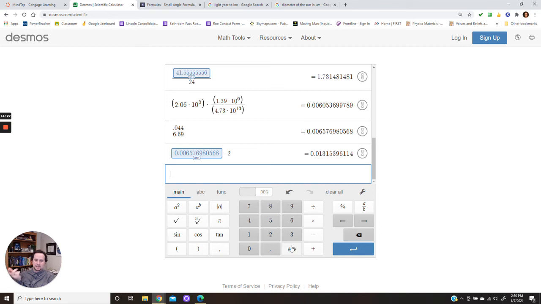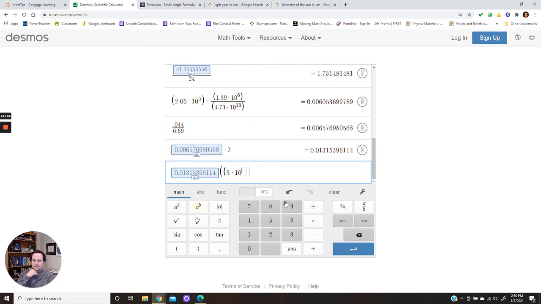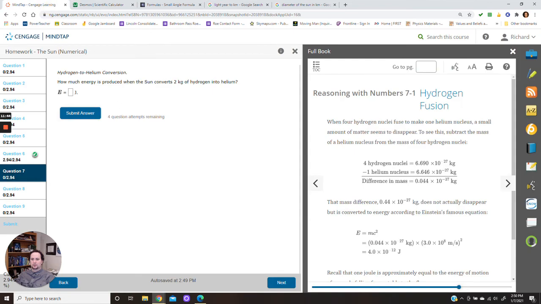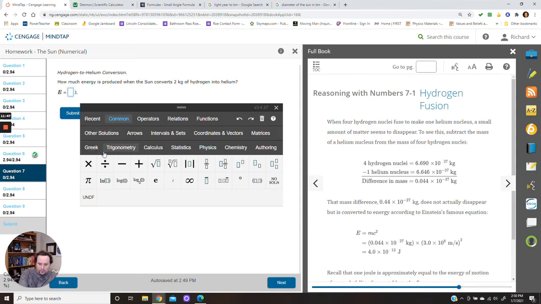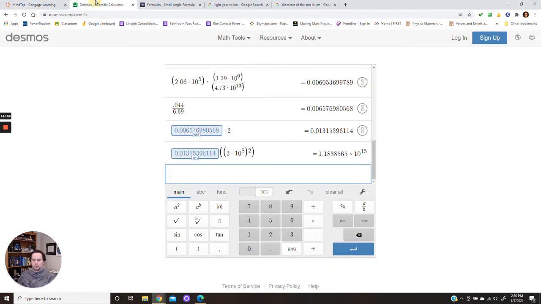So I take that times c squared, which is 3 times 10 raised to the 8th. I'll go ahead and include that in there. I'll square that. And I get 1.183, or 1.18 times 10 to the 15th joules. So I'll put 1.18 times 10 raised to the 15th. Hopefully I didn't screw up the decimal places here. Yeah, I probably did. Or did I write the right number in? 1.1838.